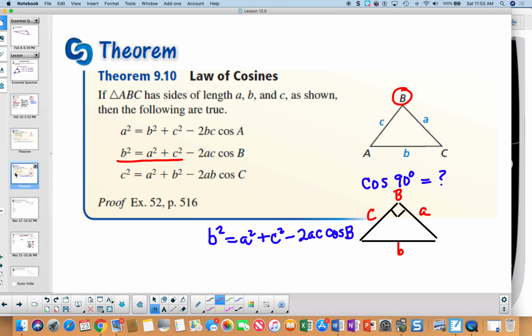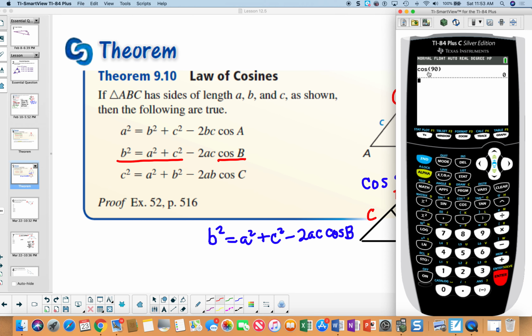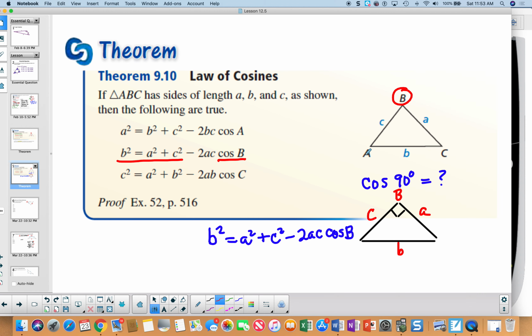All right, I keep saying that this looks like the Pythagorean theorem. So let's make B a right angle, and let's try to figure out what the cosine of 90 degrees will be. So let's go to our calculator, and the cosine of 90 degrees is 0. So what we're saying here is when you have a right angle, the cosine of 90 is 0, so all of this becomes 0. If this becomes 0, this whole term is going to disappear, and you're just going to end up with these terms here. And isn't this the Pythagorean theorem? So we say that the Pythagorean theorem is a special case of the law of cosines.